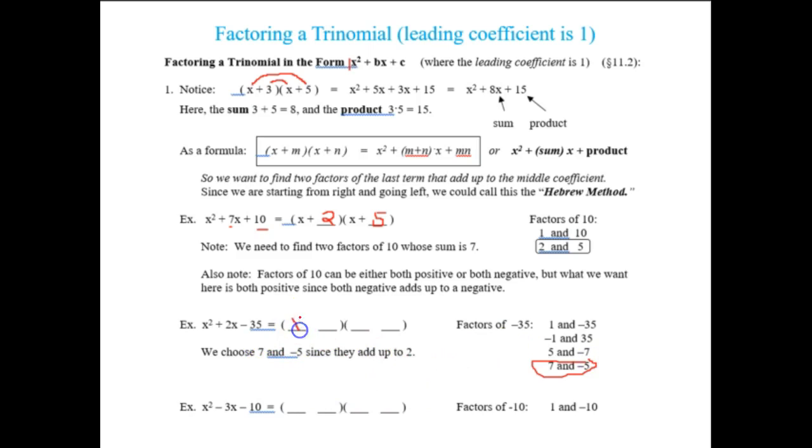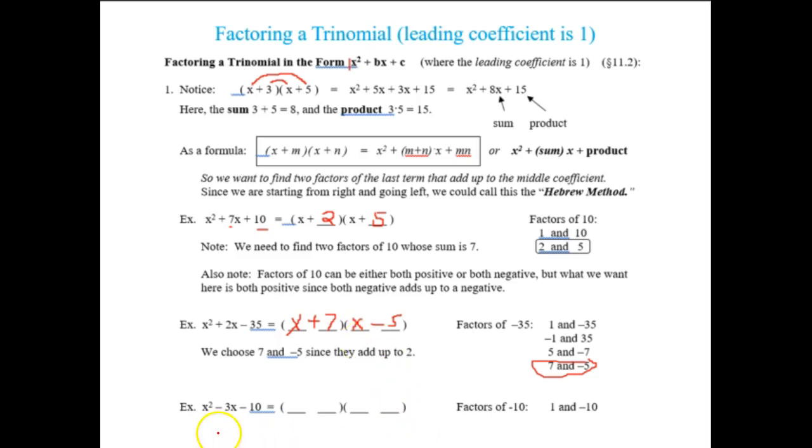So of course, to give you x squared, you've got to have x and x in the first positions. But then after that, it's going to be a plus 7 in one of the binomials and a minus 5 in the other binomial. All right? So x plus 7 times x minus 5.